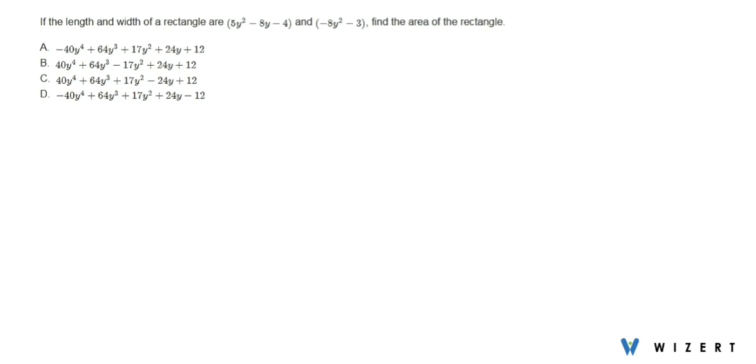If the length and width of a rectangle are 5y² − 8y − 4 and −8y² − 3, then we have to find the area of the rectangle.